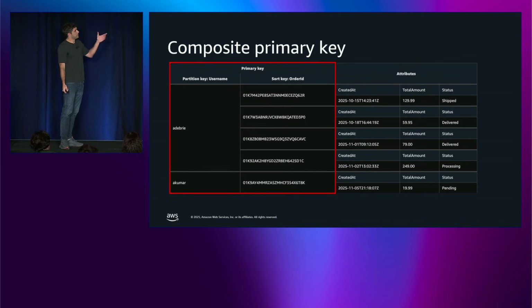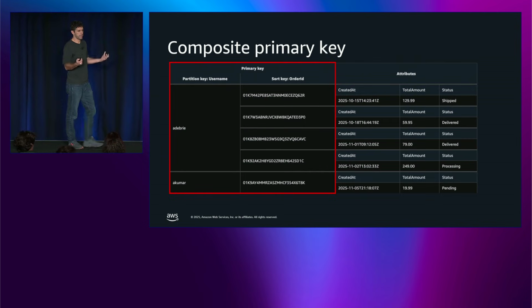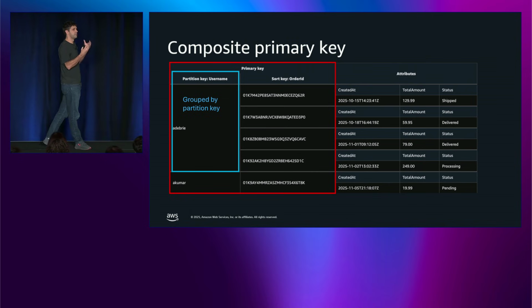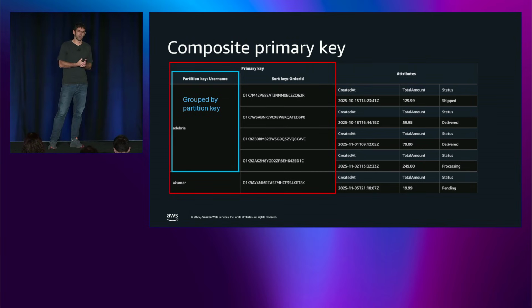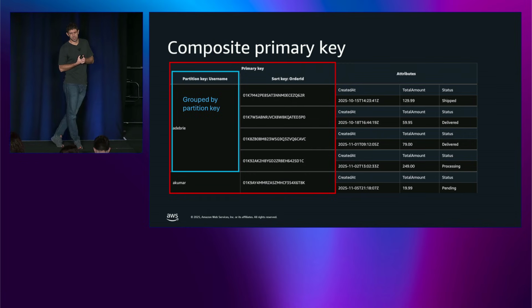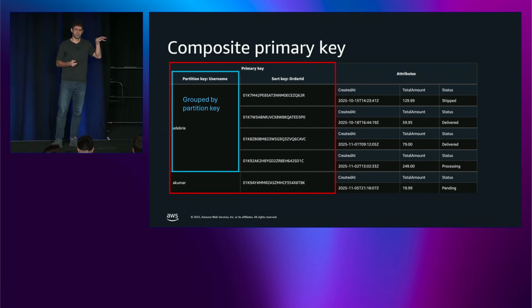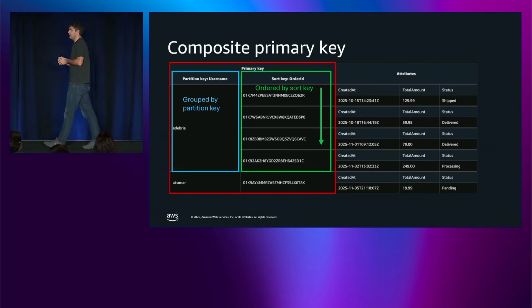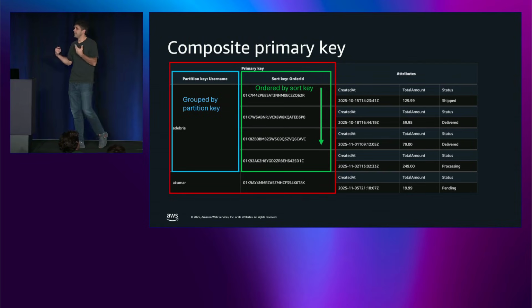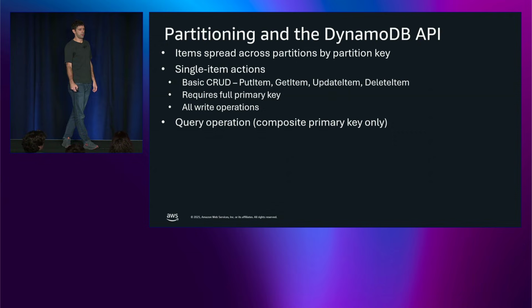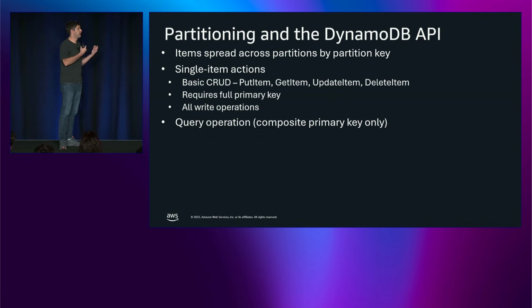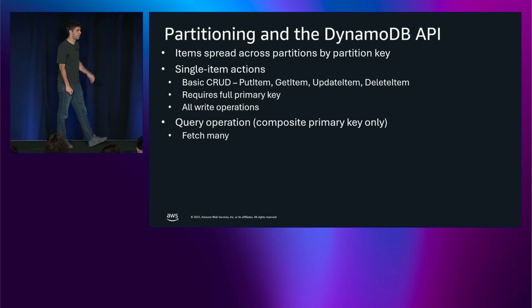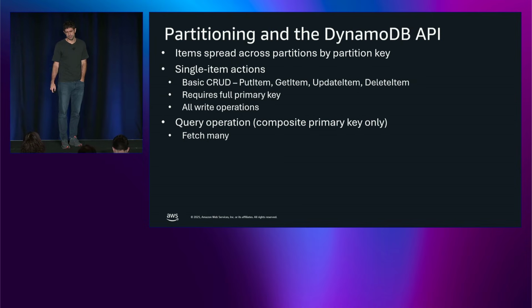Now, if we go back to that composite primary key and think about how that partition key is used mostly to assign records to the same storage partition, we can see that records with the same partition key in this composite primary key table are going to be grouped and stored next to each other, right? And then they're going to be ordered according to that sort key. That's really useful to us because sometimes we need to get a set of related records, and that's where Dynamo gives you the query operation as well, right? If you have a table with a composite primary key, you can fetch multiple records with the same partition key in a single request.